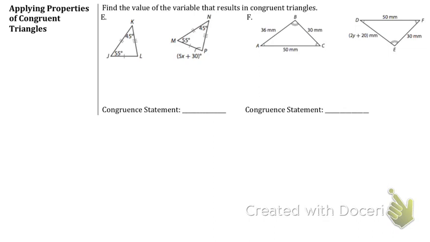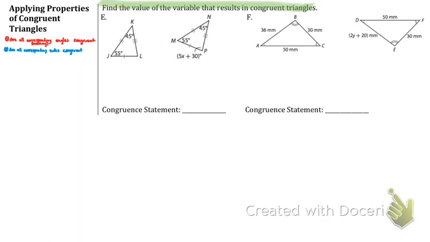Okay, let's do example E. This is applying the properties of congruent triangles. Our goal is to find the variable that results in the triangles being congruent. So now we want to make the triangles congruent, and we still have to keep our rules in mind. If you look over here, I pasted what it means for triangles to be congruent: all the matching angles are congruent and all the matching sides are congruent.